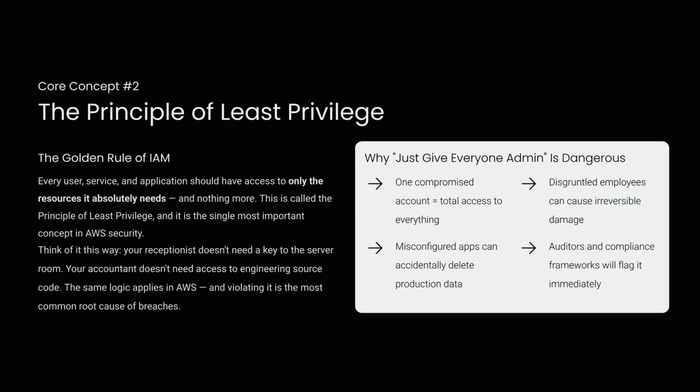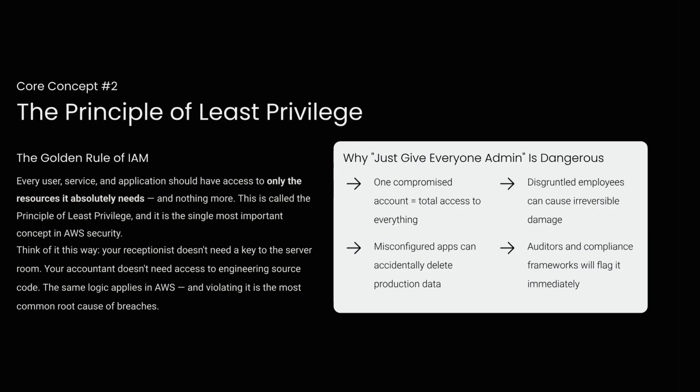Core Concept 2 is the principle of least privilege. Only grant access to resources absolutely needed, and nothing more. Violating this is the most common root cause of breaches. Giving everyone admin access is dangerous. It increases the damage from compromised accounts, allows misconfigured apps to delete data, and violates compliance frameworks.